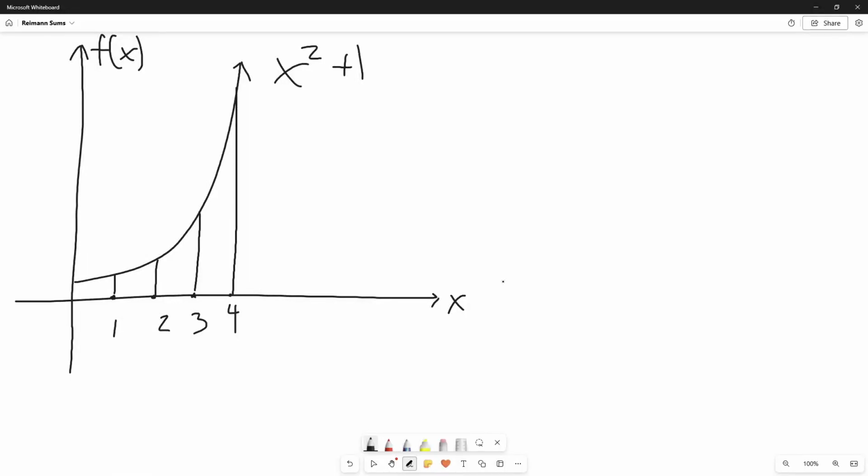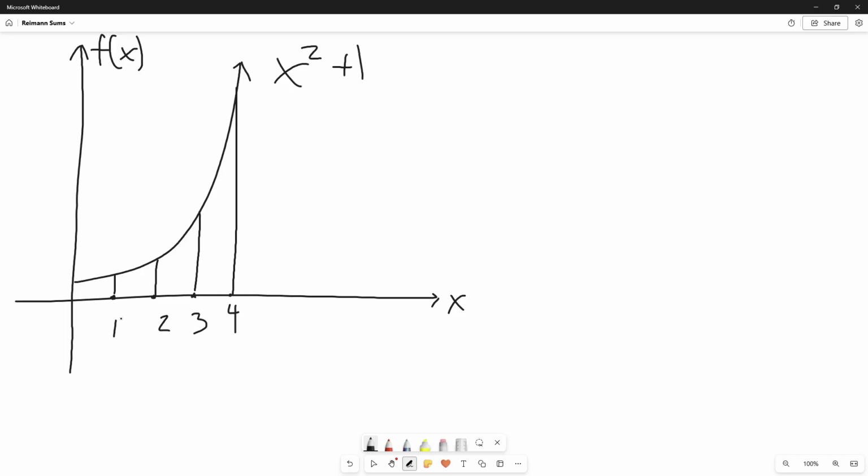So Riemann sums are a way to approximate the area under a curve. Let's say we have this graph of x squared plus 1, and we want to find the area under the curve to the x-axis from point 0 to 4. So from x equals 0 to 4.